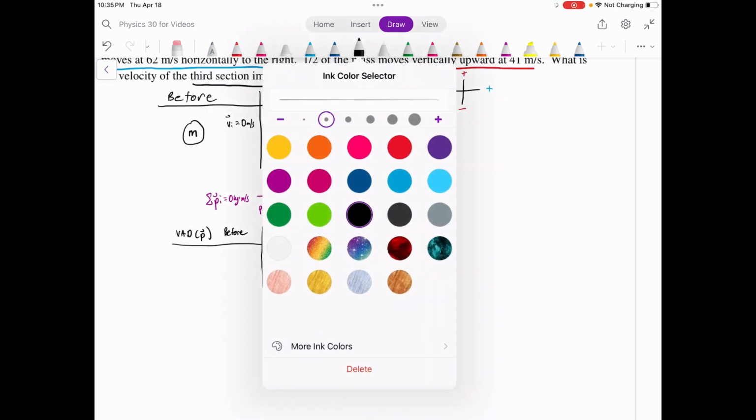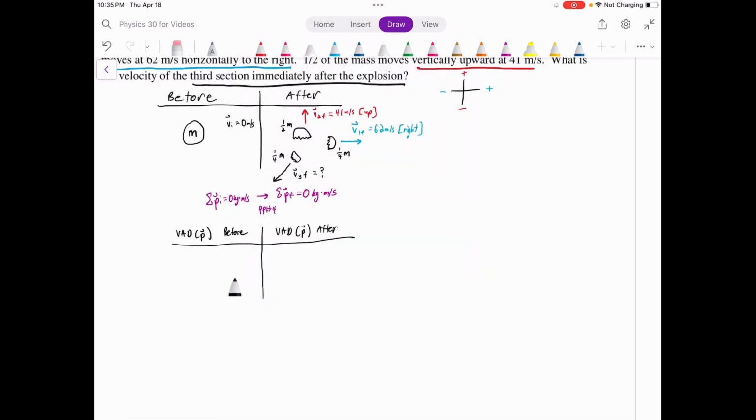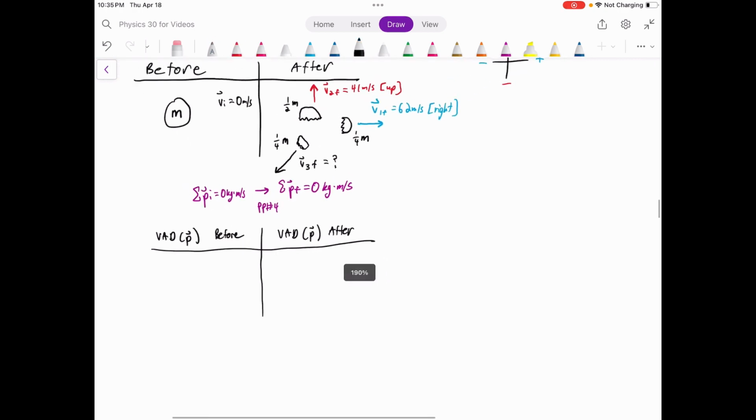So if we draw a vector addition diagram for momentum before, there's actually nothing to draw. There's no momentum initially before the explosion, right? It wasn't moving. So that was the easiest VAD we'll ever draw. There it is, nothing to draw. But after, things are a little bit more interesting. Now we know that if there was no momentum initially, there will be no momentum finally, right? That's a law of the universe, okay? Doesn't mean the individual objects might not have momentum, but it does mean that those momenta need to cancel each other out to give us the 0 total that we started with, okay?